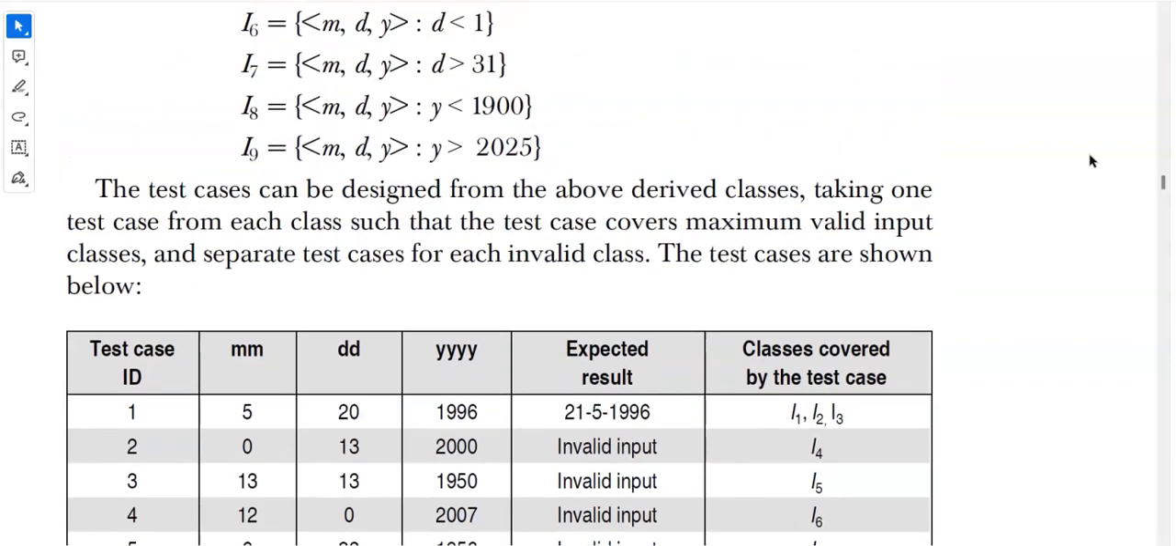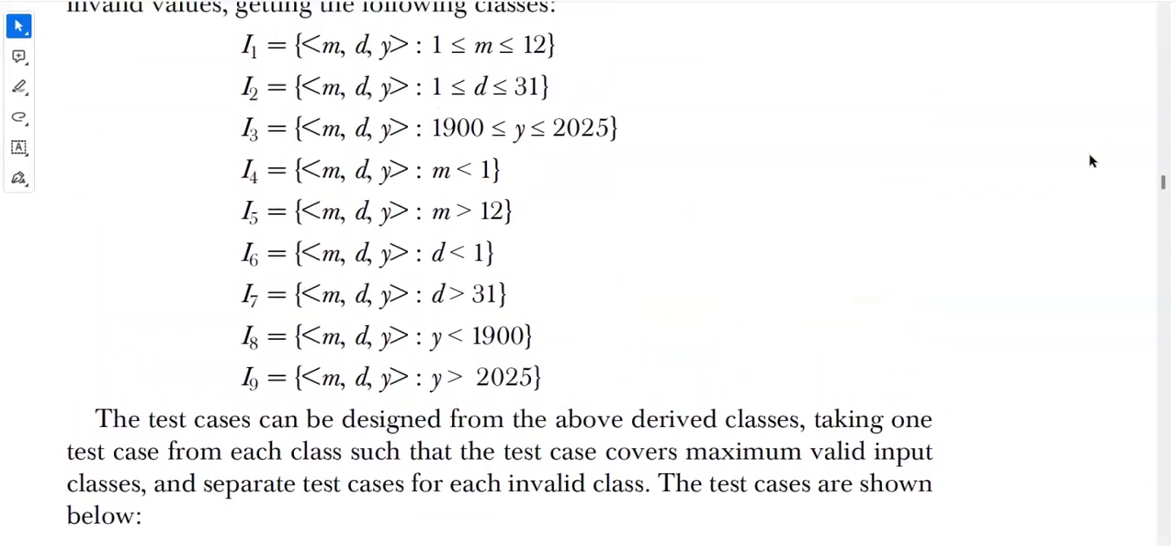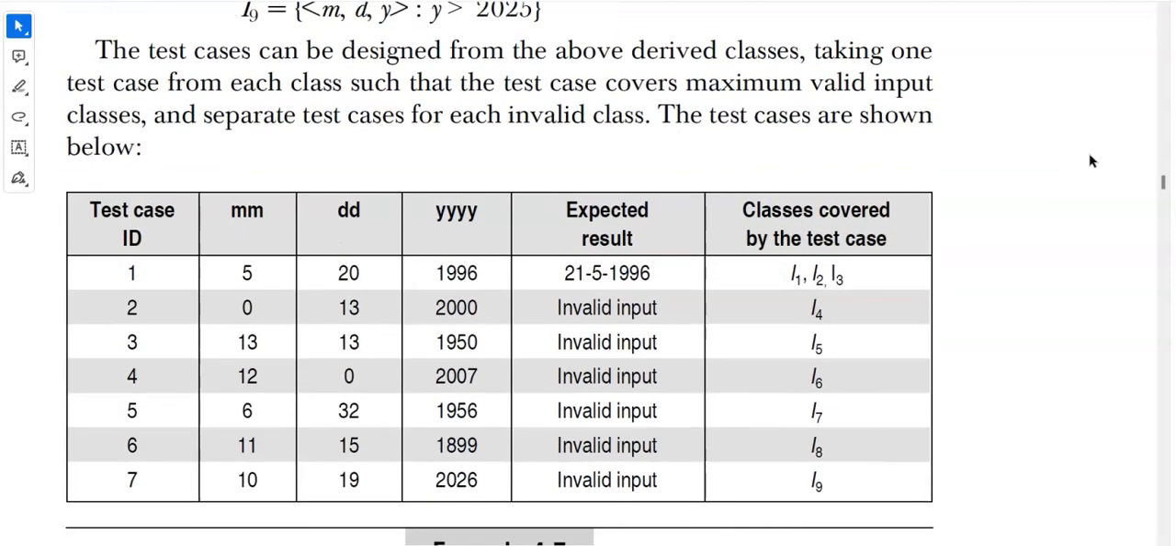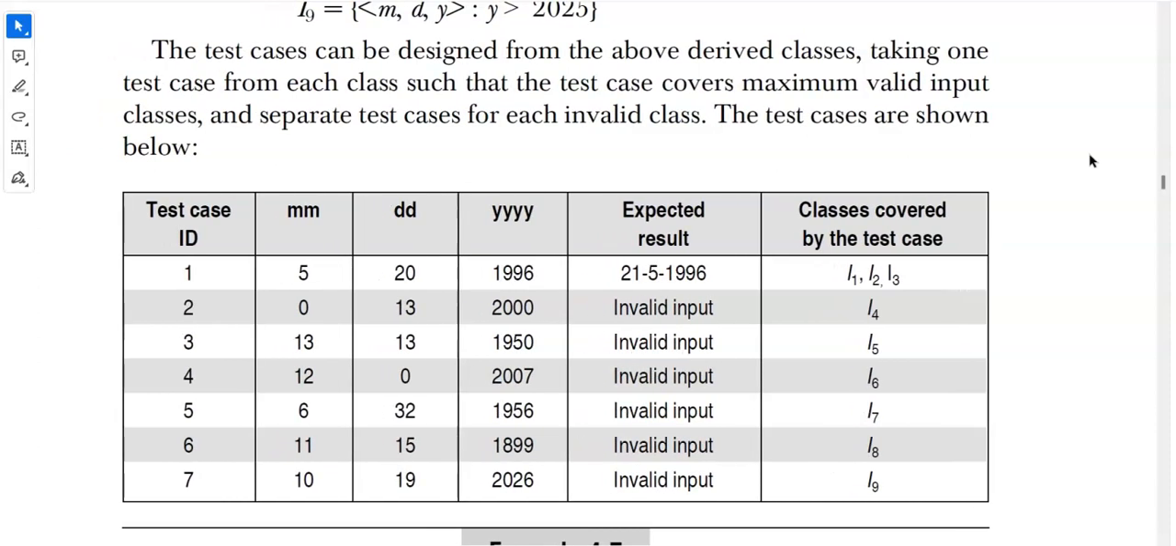We'll just go back and see. The valid classes are I1, I2 and I3, month, day and year. So it is valid for all three. So we have written I1, I2 and I3.